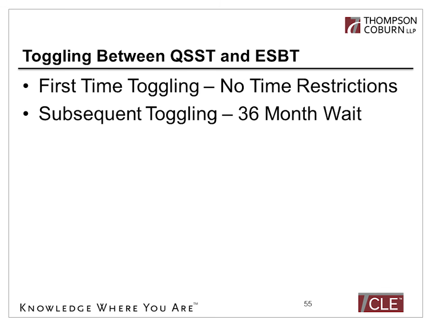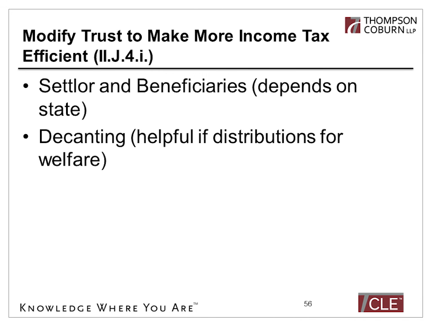The first time you toggle between QSST and ESBT, there are no time restrictions. For subsequent toggling, there's a 36-month wait. Also, whenever you do convert something to a QSST, you have to turn off the inter vivos power of appointment, and so that's a permanent change. You don't have to make it mandatory income. You can make it discretionary income, or you can even provide that when you toggle back, it goes from mandatory income back to discretionary. So even when we have those old and cold trusts, there still may be ways to modify the trust to provide them with more flexibility.